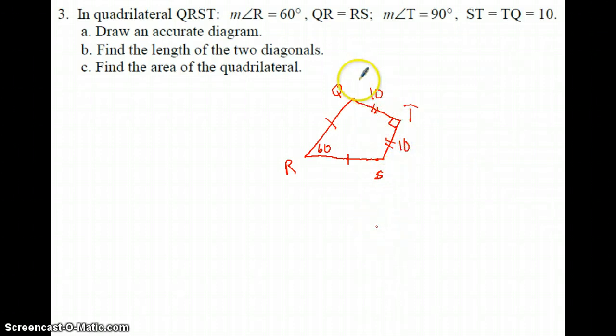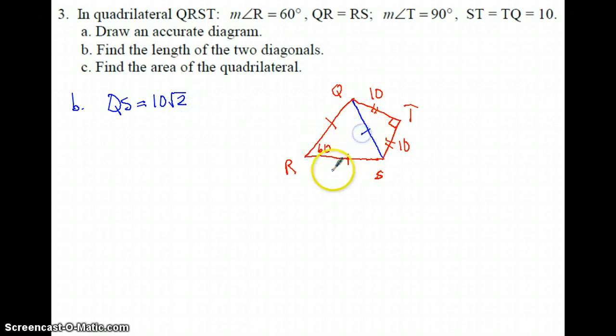Find the length of the two diagonals. Alright, so let's change color. That would be like from here to here. That's not bad. Q to S, this is B. Q to S is just 10 square root 2. That's no biggie. Well, if that's 10 square root 2, remember this is going to be an equilateral triangle, so all of these are 10 square root 2. It's kind of nice to know that.